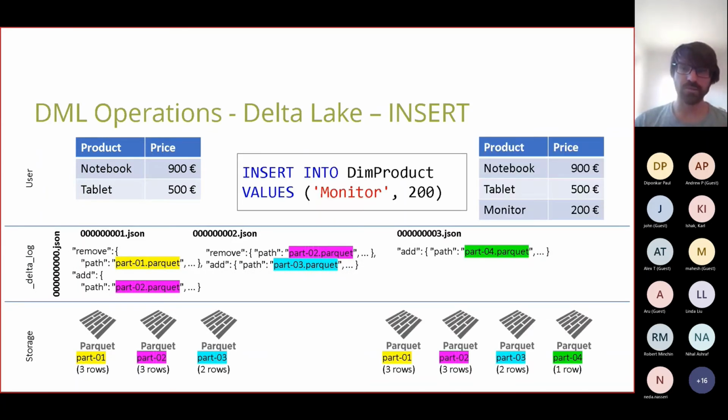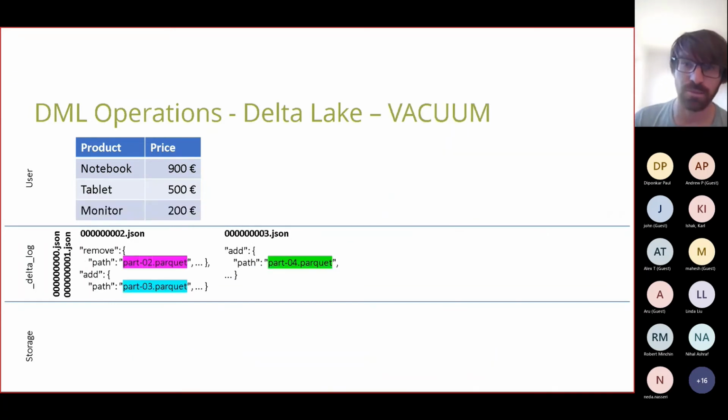If you run an insert statement, it's pretty straightforward. It's just adding a new file with that one row that you inserted. So you end up with 4 files that belong to your Delta table.